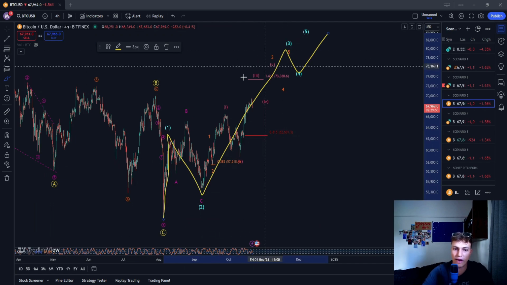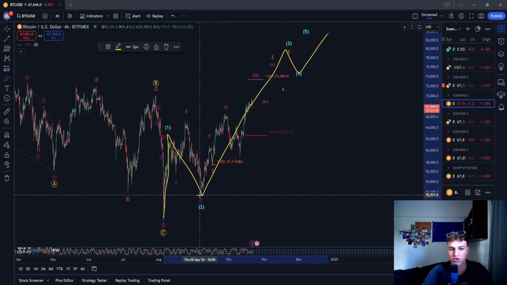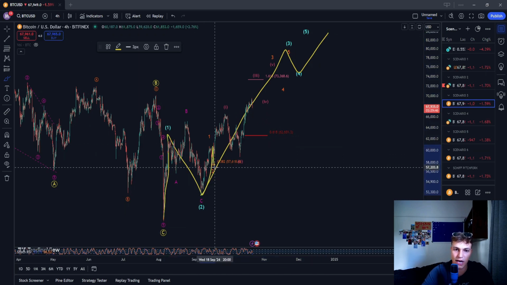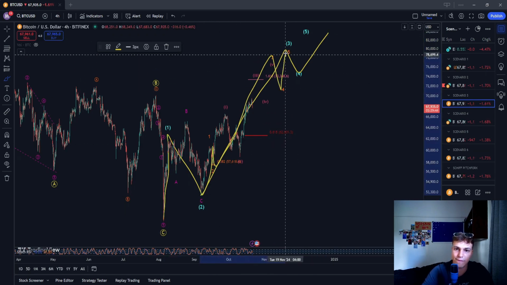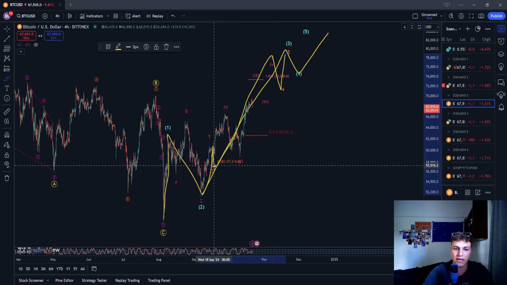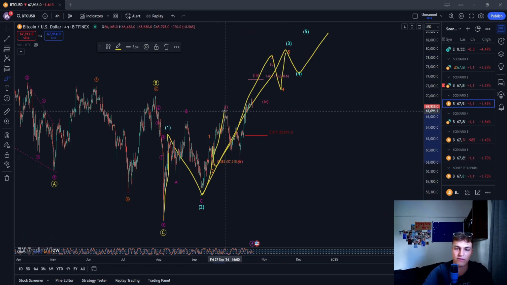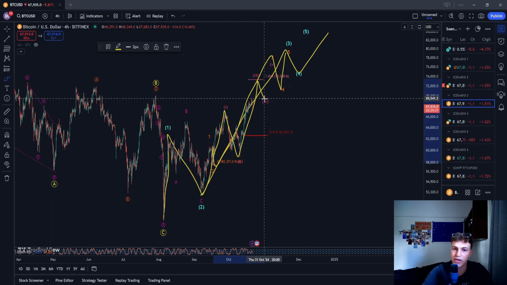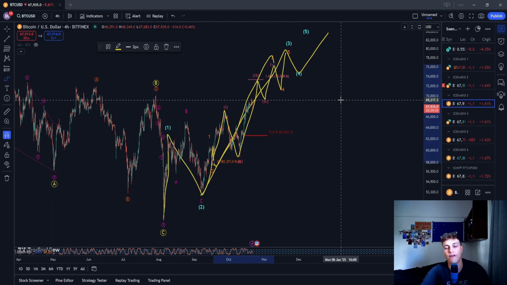Inside this blue wave 3, we should have another 5-wave structure. In orange, we can see here a 1, 2, 3, 4, 5. Then in pink, we can see here another 5-wave structure. 1, 2, 3, 4, and wave 5.